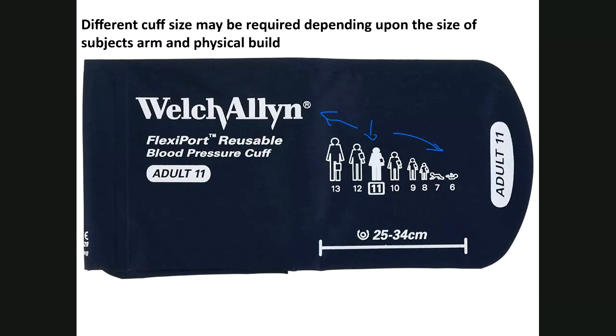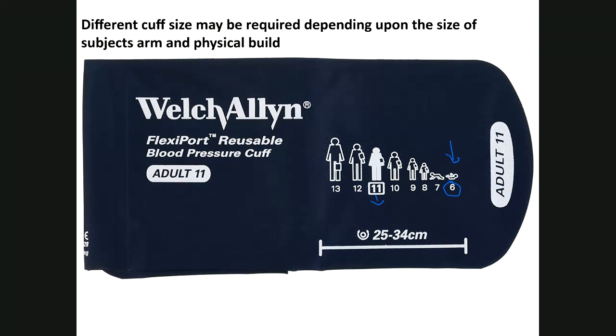If you have a small child who is coming for the recording, a small toddler, or in pediatric cases, you need to remember that you need to use a smaller cuff. You can see that there is a pediatric cuff available, which is size 6. We are using size 11, but you have different ranges from 13 to 6. So the size has to be appropriate. This is very, very important.